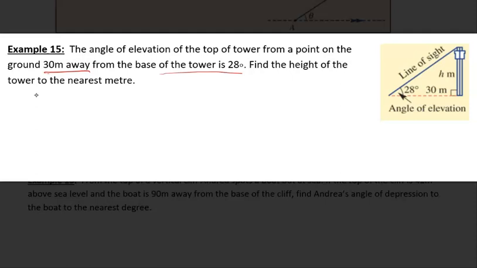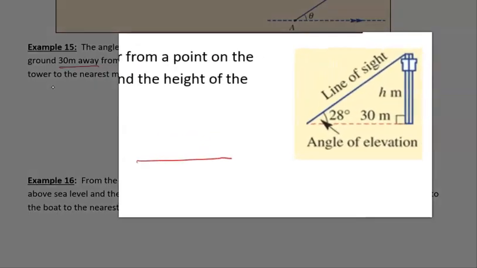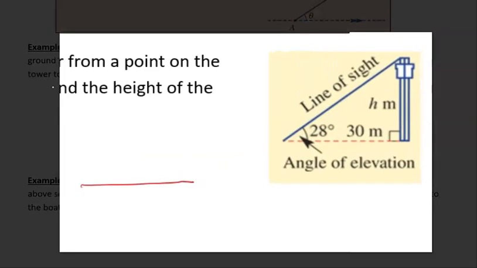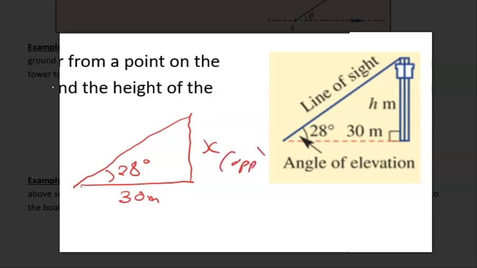So let's just redraw it here and just make sure that we've labeled everything the way we want to. Okay, we know that that is 30 meters away. Our tower, we want to know the height of that, and we don't. It's dangerous, isn't it? If we put an h there, there could be hypotenuse. Let's make it an x. And we know that this is 28 degrees. Of course, that isn't the hypotenuse, because if we look, that is opposite, and this is adjacent. So we're going to end up using tan.